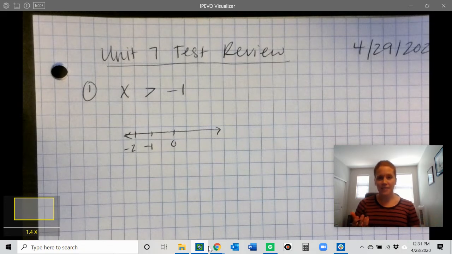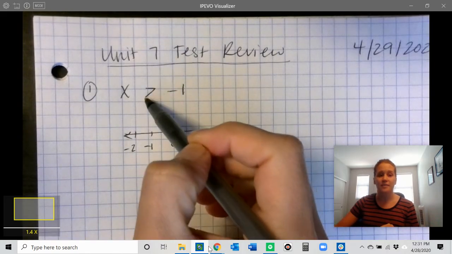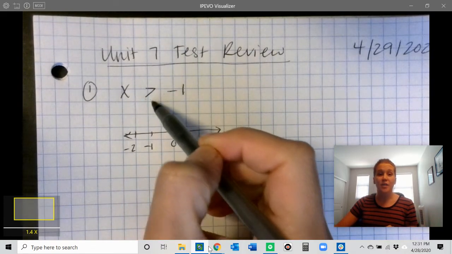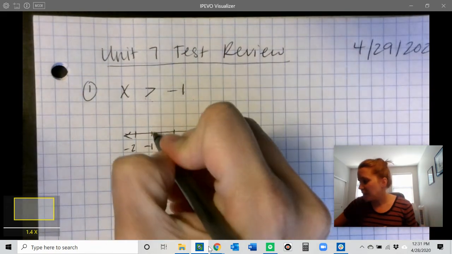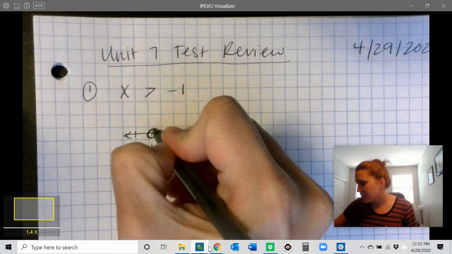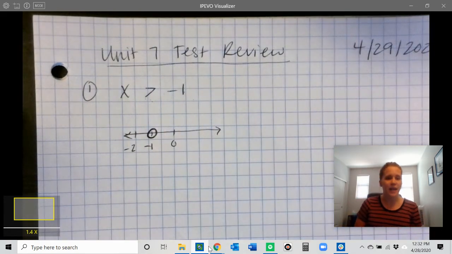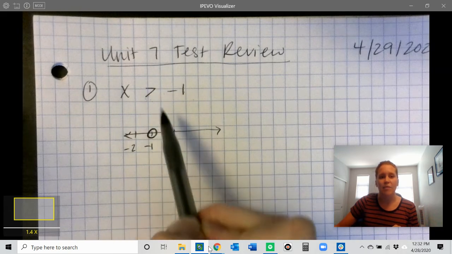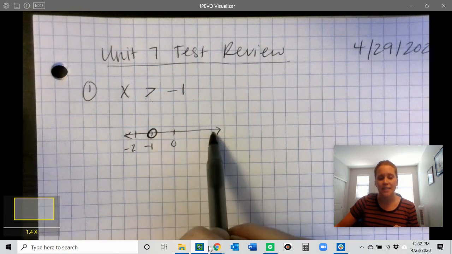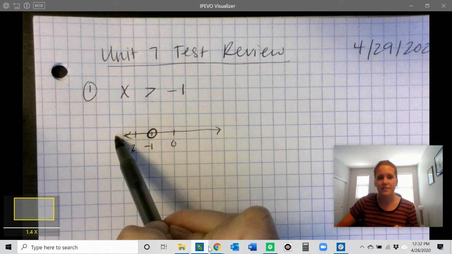So the first thing I'm going to decide is, should I have an open circle or a closed circle? You're right, I should have an open circle. That's because -1 is not a solution. If this were greater than or equal to -1, I would have a closed circle. So I'm going to go ahead and put an open circle on -1 because it's not a solution. And then I'm wondering, where are the numbers that are greater than -1? Are they to the right? Or are they to the left?